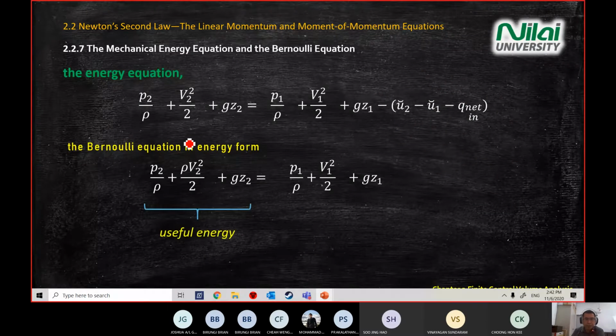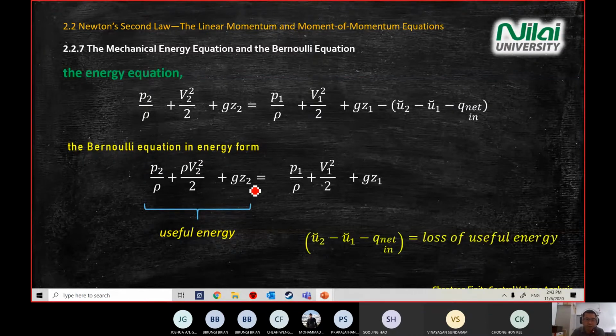All right. Now, when we look at the Bernoulli equation in energy form, this term combination of these three, we call it useful energy, which means energy that we can use to generate something, either to drive our turbine, or to drive our pump, or to do some work, or for heat transfer, right? So this is a useful energy.